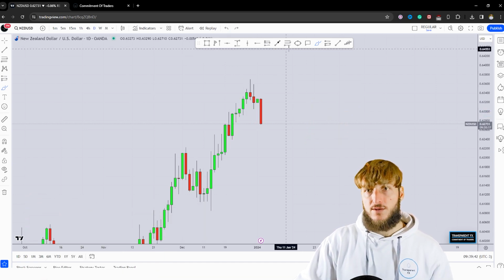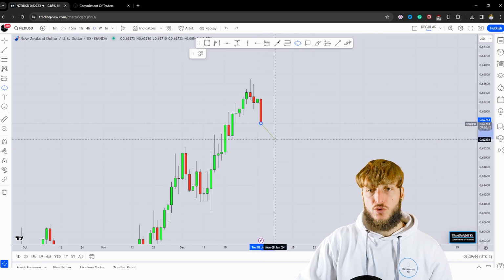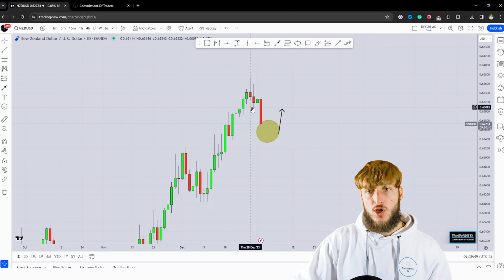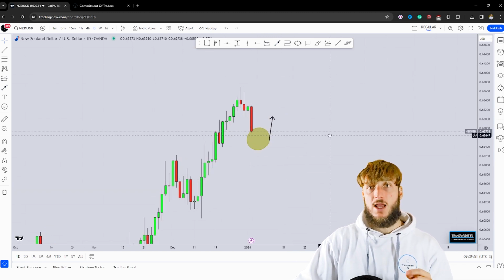So from a daily perspective, what we could expect is a potential rejection to the upside to be created away from this level for a completion of this M pattern at the neckline.